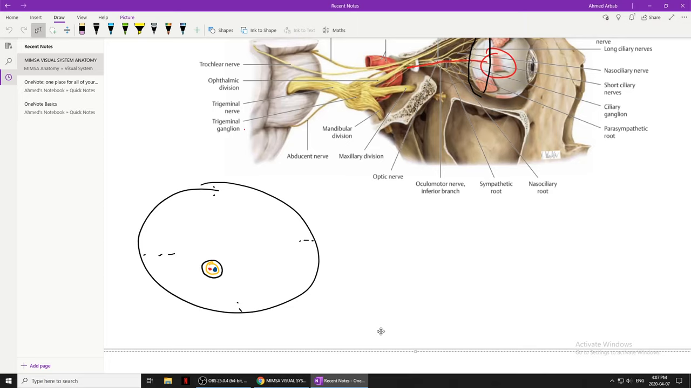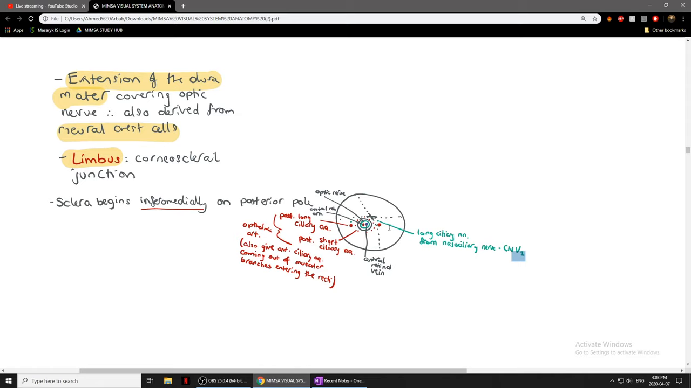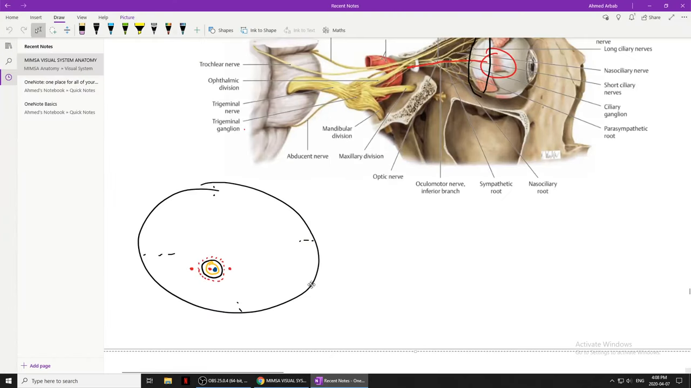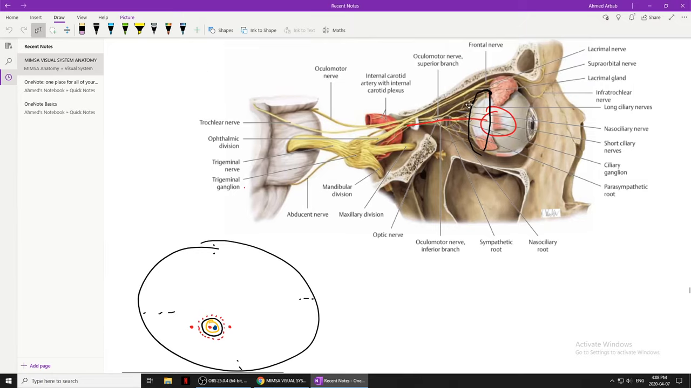Right next to them, surrounding them, are the posterior short ciliary arteries. And alongside those are two posterior long ciliary arteries. Both of these are branches of the ophthalmic artery. And then next to them are long ciliary nerves from the nasociliary nerve of V1. We know that the nasociliary nerve enters into the orbital socket through the common tendinous ring.